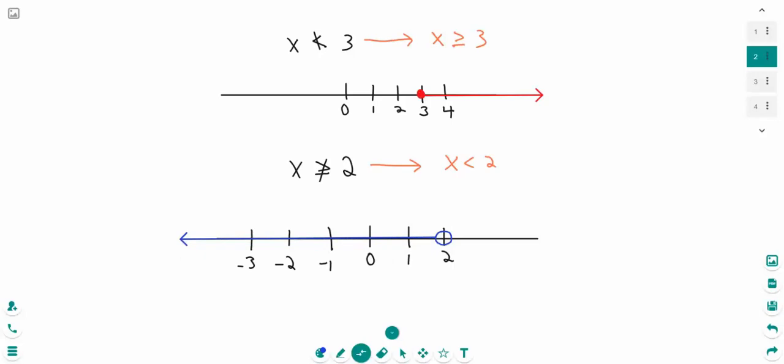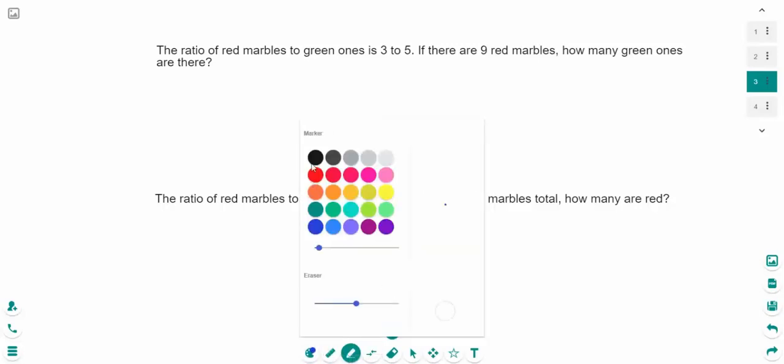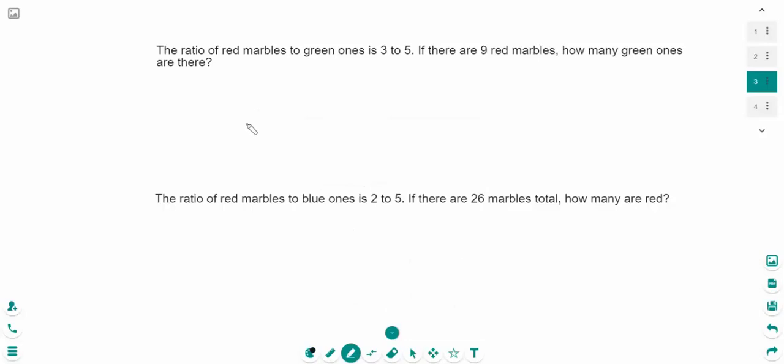Let's move on to our last piece of the puzzle today, and that is looking at more complicated ratio problems. So first off, let's just take this first ratio problem and just do it, so we have something to compare the new ones to. This is exactly the same as the ones that you learned yesterday. So let's just do it real quickly here. The ratio of red marbles to green ones is 3 to 5. If there are 9 red marbles, how many green ones are there?